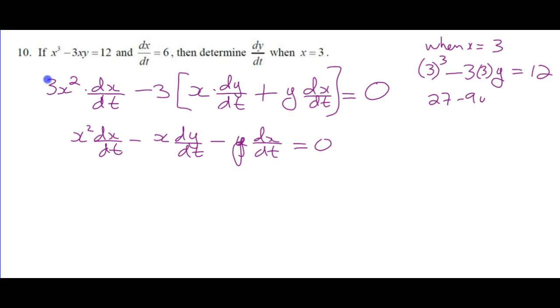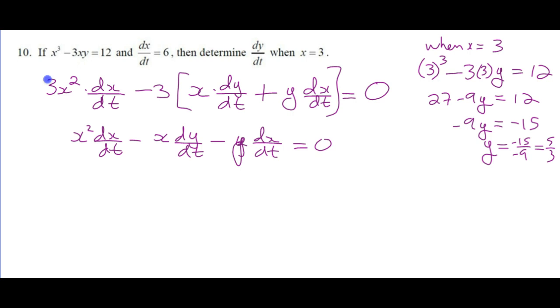27 minus 9y is 12. Negative 9y is negative 15. So y is 15 over 9, 5/3. Say negative 15 over negative 9 and then get 5/3. Okay, so we've got y is 5/3.